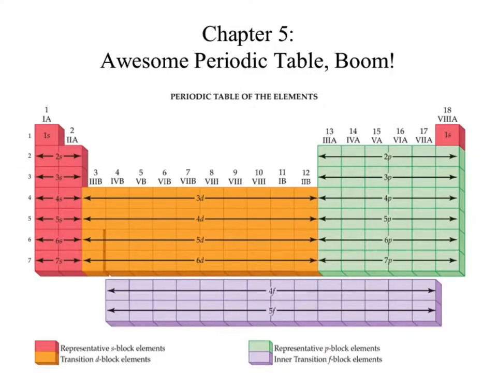Okay. So, our periodic table, there we go. S block, D block, P block, F block. Hydrogen and helium are tricky. They're tricky throughout the semester. They're just kind of weird.